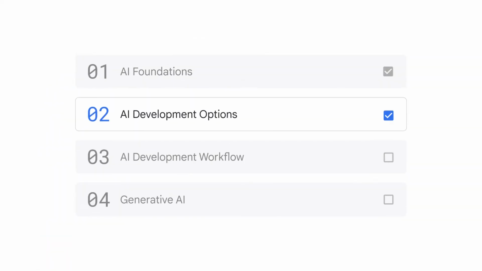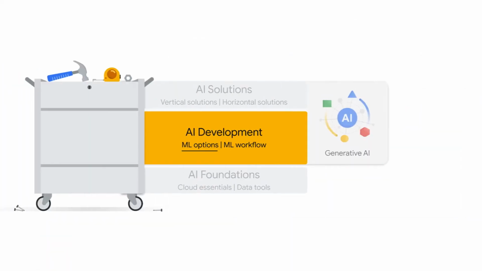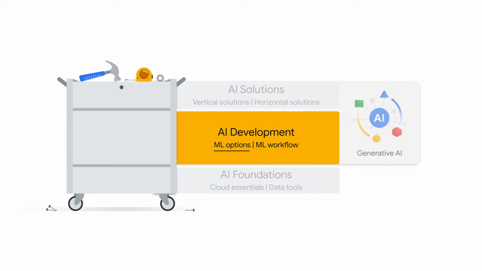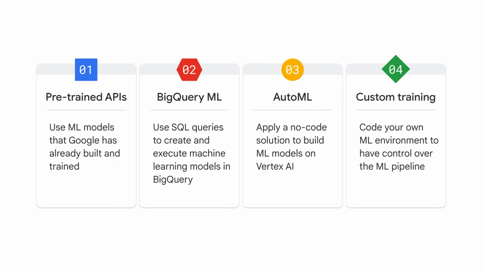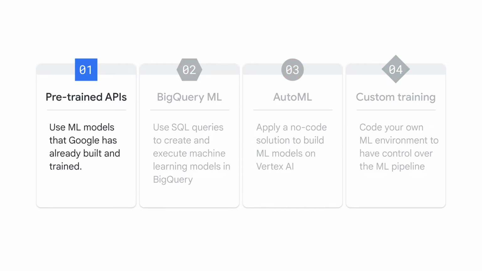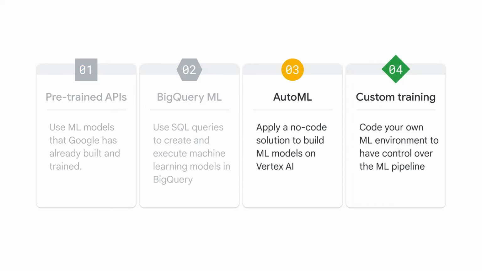In the second module, you advanced to AI development. Specifically, you learned about the options available to build an ML model. You compared these options from a ready-made approach to low and no code and do it yourself. You started with pre-trained APIs, which are ready-made solutions using pre-trained machine learning models without the need for any training data. You were then introduced to Vertex AI, Google's unified platform to build a machine learning project from end to end.